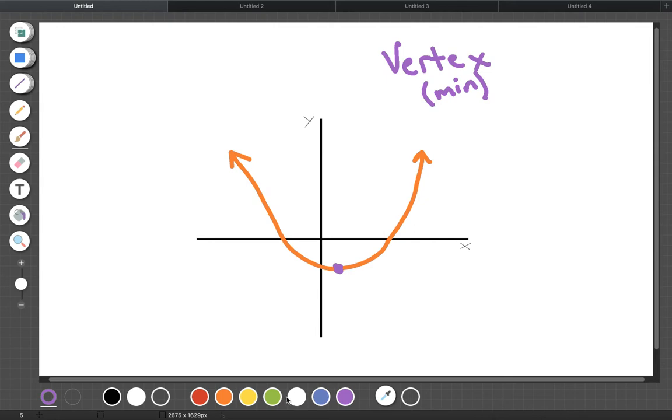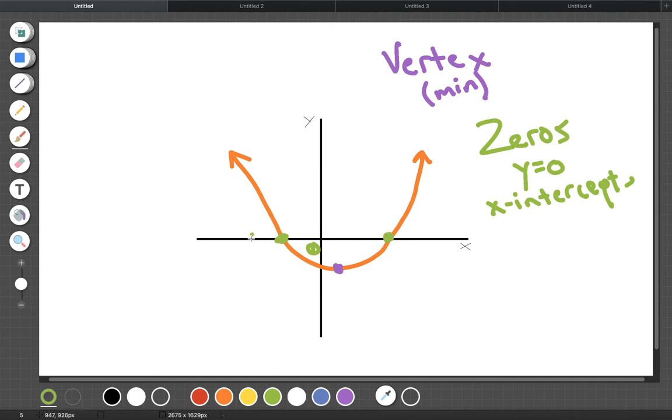Okay. Then there's another important piece, which is our zeros. Now remember, our zeros occur where y equals 0. So if I look for where y is 0, it's right here, right? Anywhere along this x-axis, those are going to be the points where y is 0. It's basically where it crosses the x-axis. They are x-intercepts. So those are the zeros, right here and right here. There are 2 here. Sometimes there's only 1, sometimes there's none.